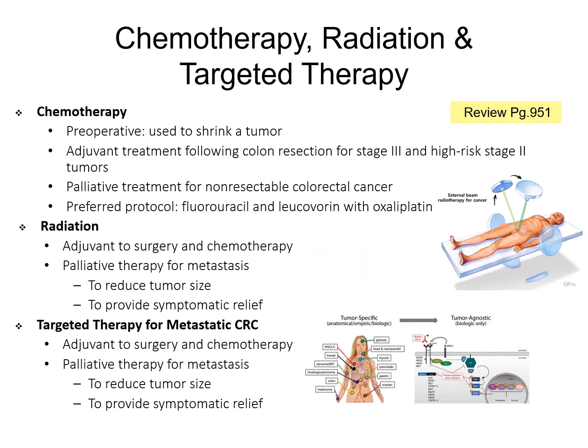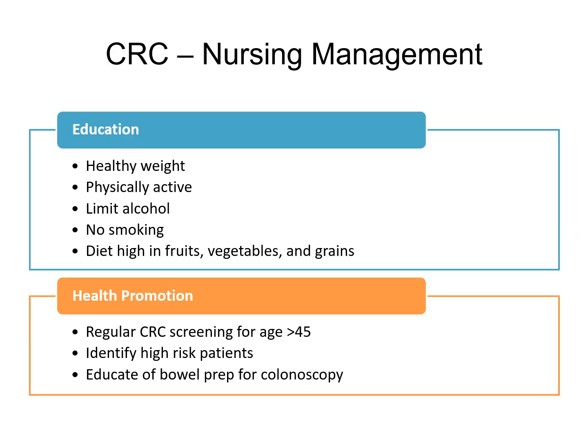We are familiar with chemo and radiation and targeted therapy, so this is also an option for CRC. Nursing management, we want to educate on all of those things: healthy weight, exercise, don't drink, don't smoke, eat a good, healthy, balanced diet that includes fruits, vegetables, and grains. Health promotion, regular CRC screening starting at age 45. Identify those high-risk patients so that we can start screening early for them. Part of our responsibility is prepping them for colonoscopy.